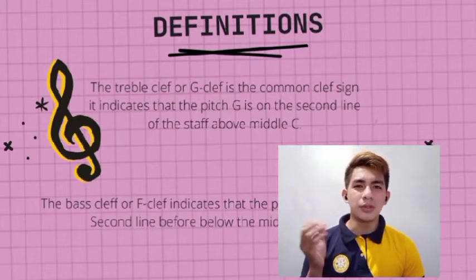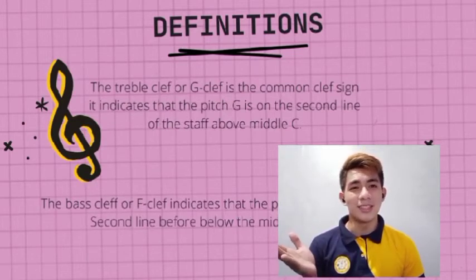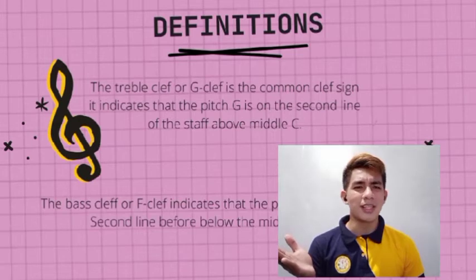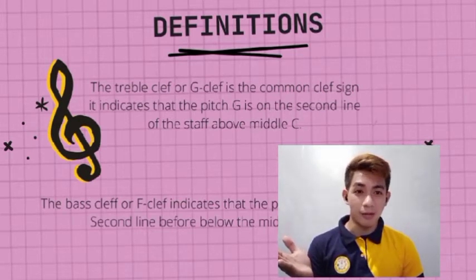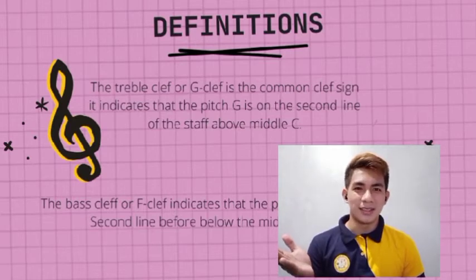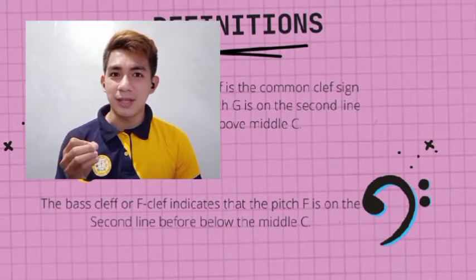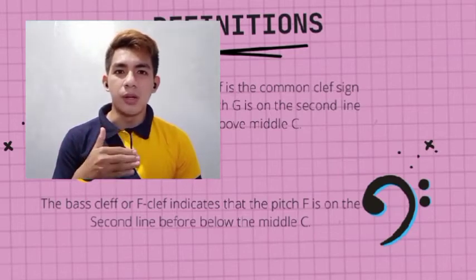The treble clef or the G clef is the common clef sign. It indicates that the pitch G is on the second line of the staff above middle C. On the other hand, the bass clef or the F clef indicates that the pitch F is on the second line below the middle C.